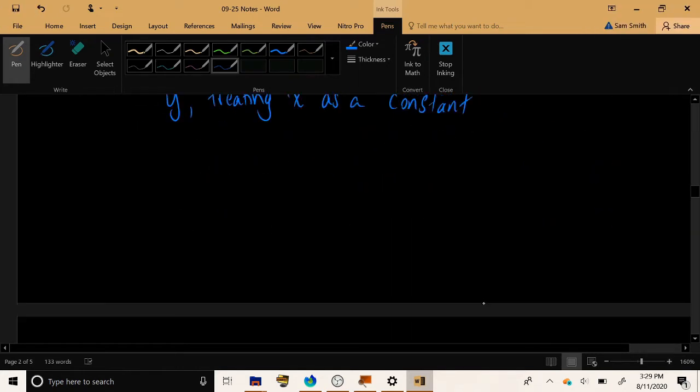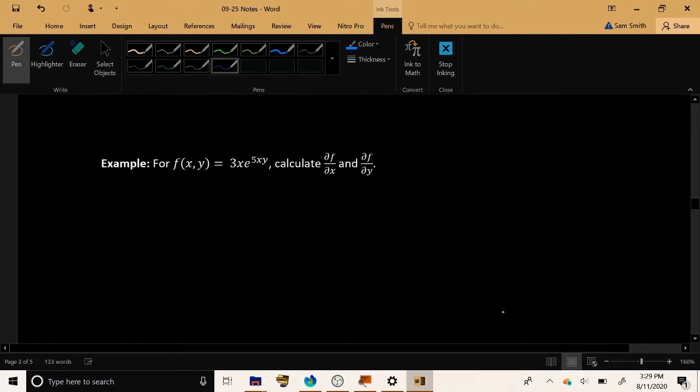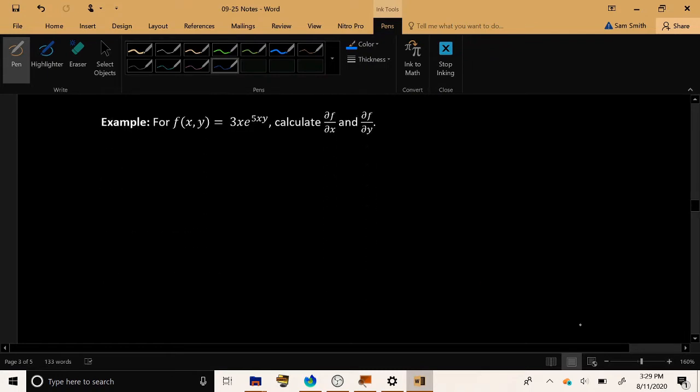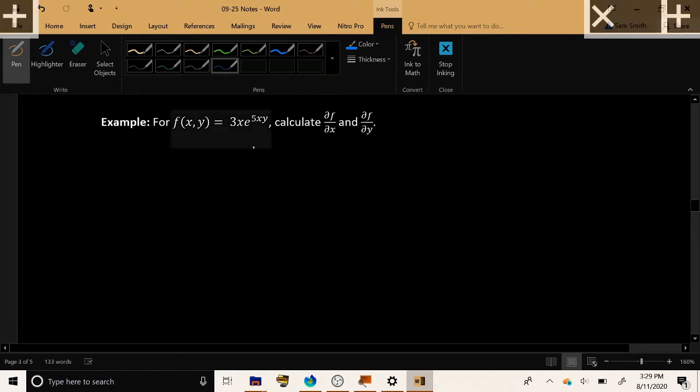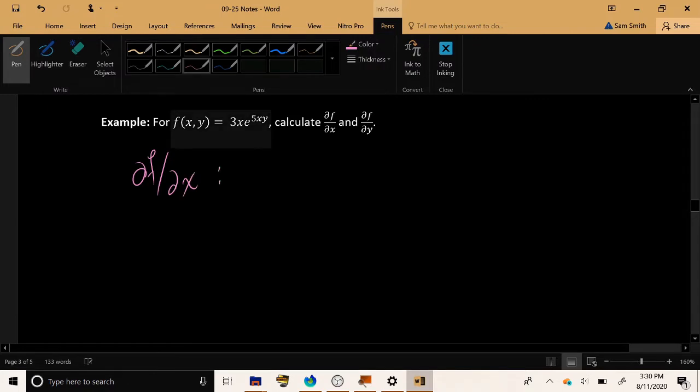Let's do an example to make this concrete. So here we have the function f of x, y equals 3x times exponential of 5xy. Let's calculate the partial derivative with respect to x and the partial derivative with respect to y. So let's start with the partial derivative with respect to x.